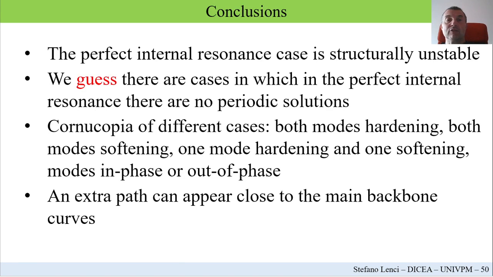That's it. Let's go to the conclusion shortly. We have studied the perfect internal resonance, and we have shown that it is a structurally unstable situation. We guess that there are some cases in which, at the perfect internal resonance, there are no periodic solutions. We have found a cornucopia of different cases. Both modes can be hardening, softening, one mode hardening and one mode softening, modes in phase and out of phase, etc. And we have found the existence of an extra path that can appear close to the main backbone curves.